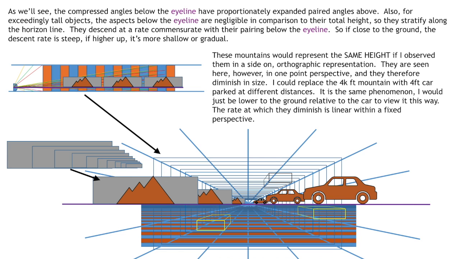So again, also objects descend at a rate commensurate with their pairing below the eyeline. So again, if I compress the lower angles, that eyeline or that orthogonal line is going to become more shallow, but at the same time the orthogonal line that is paired above will descend at a higher rate. So again, if close to the ground, the descent rate is steep. If higher up, it's more shallow or gradual.